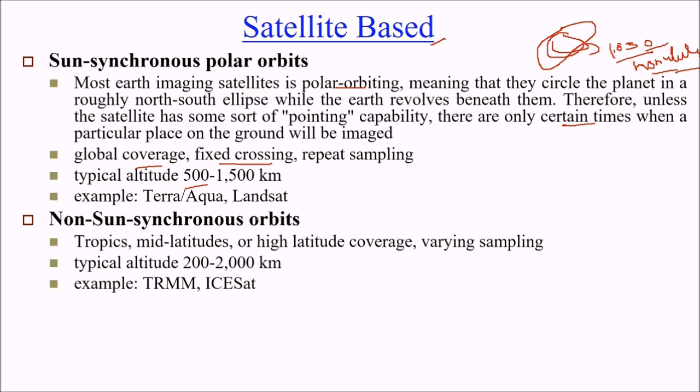And then non-sun synchronous orbits are also there. These cover tropics, mid latitudes, or high latitudes, with varying sampling, like 200 to 2000 kilometers. There are some satellites which move like this also.